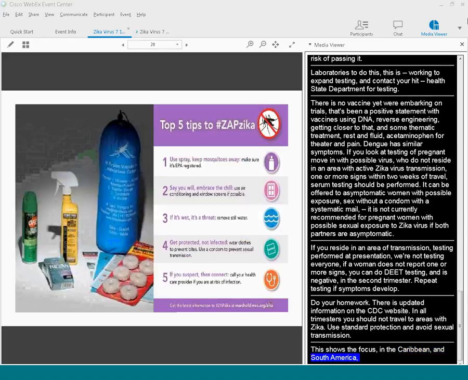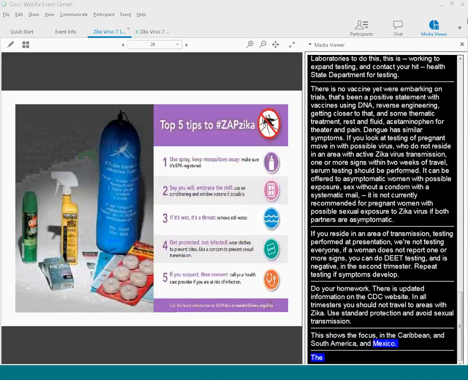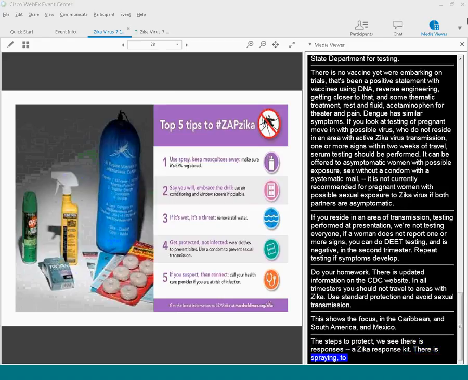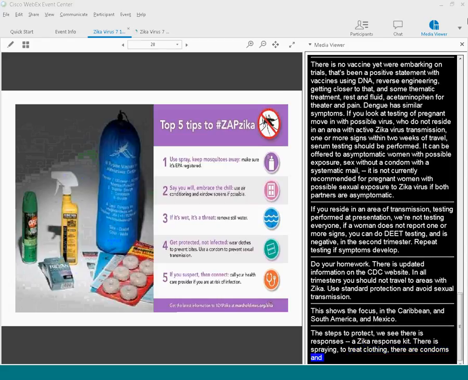So the steps to protect, this is from the March of Dimes. We see there are Zika response kits there. There are larvicides to put in standing water. There's permethrin spray in the middle there to treat clothing. There's condoms, and there's sprays with DEET. There's several other ingredients that can be used on children and pregnant women.